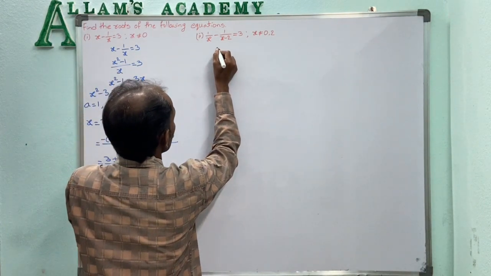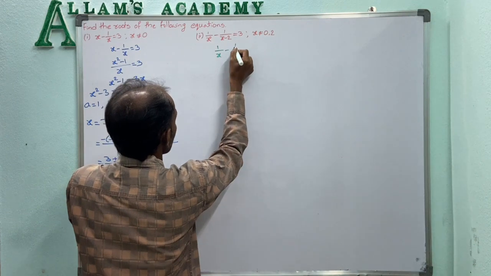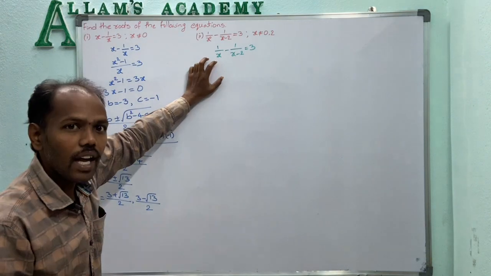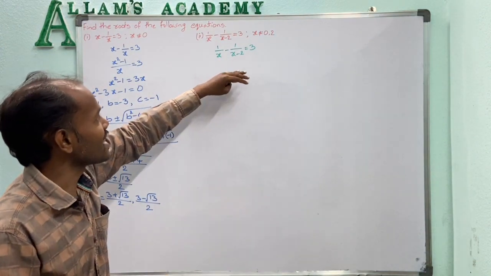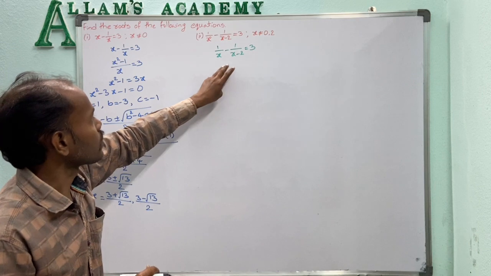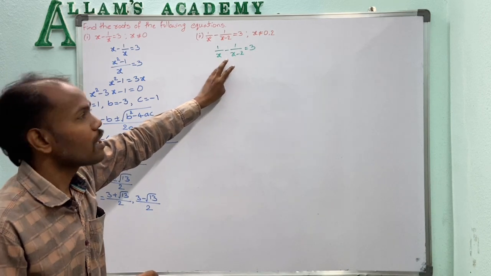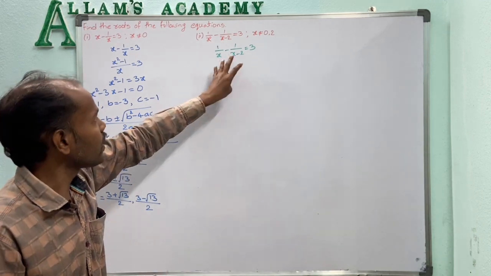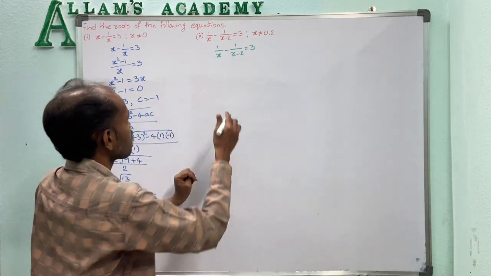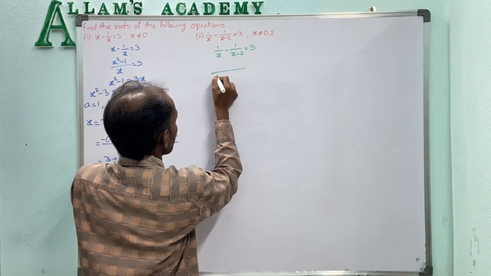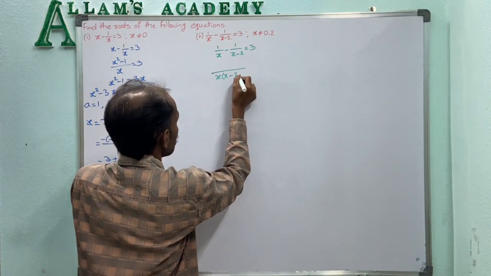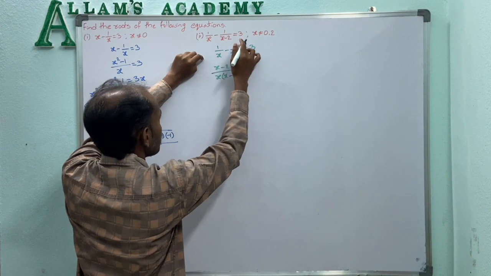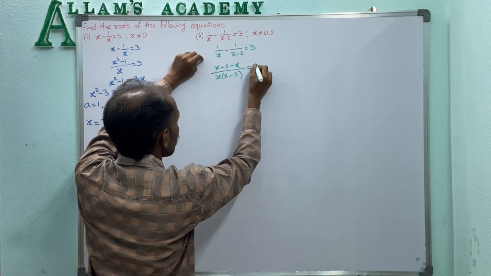So now the given equation is 1 by x minus 1 by x minus 2 equal to 3. Now for solving that purpose, first we have to convert it into the normal general form. So for that purpose here we have to do LCM. So here the denominators are x and x minus 2. So the LCM is nothing but x into x minus 2. So x minus 2 minus 1 into x, by x into x minus 2, equal to 3.